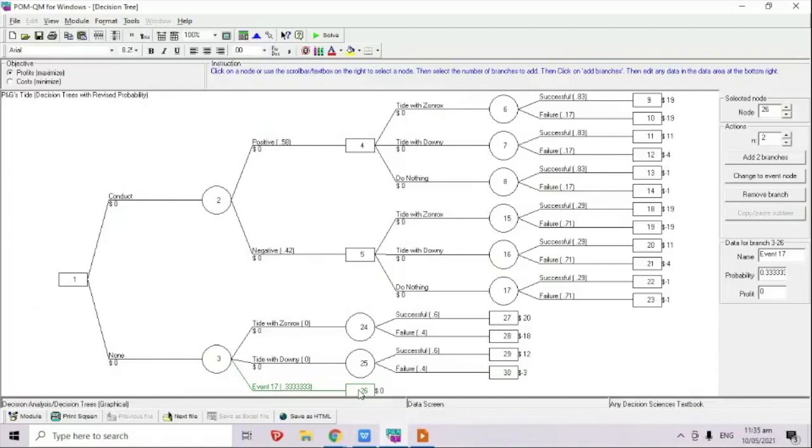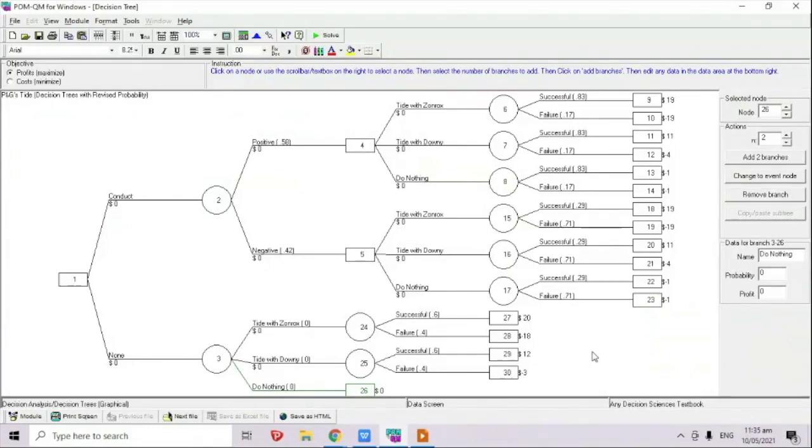Actually, yun na, patapos na po tayo. So, last branch natin will be the event 17, turn natin into do nothing. Okay, do nothing. For the probability, wala po tayong ilalagay. 0 lang siya and the profit is 0, since this is considered as the terminal node. So, we're actually done, guys.